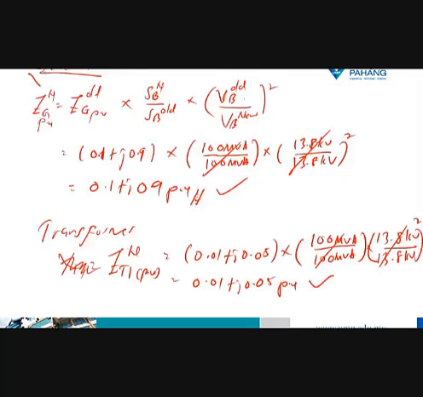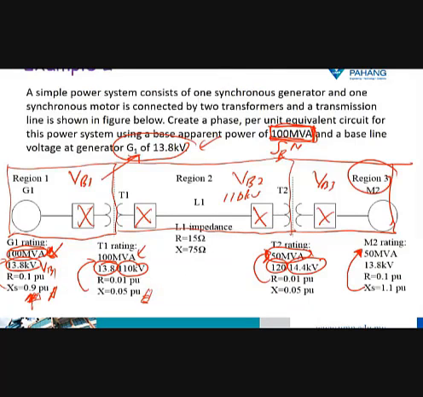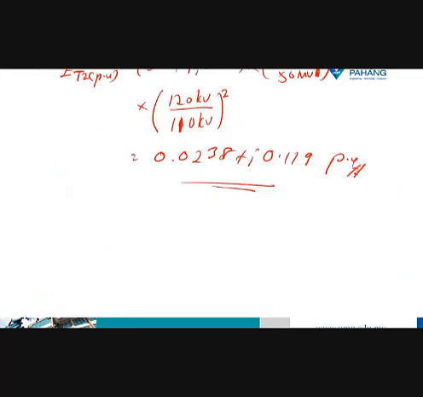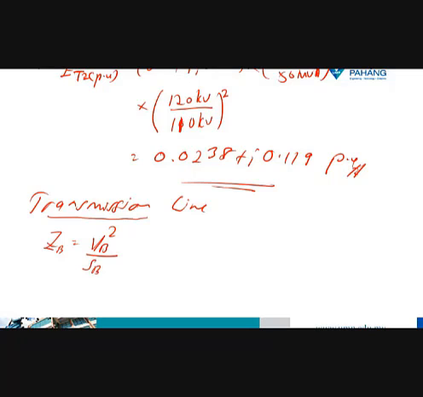So we have finished calculating for the transformer. What else? We have the transmission line and the motor. So for the transmission line, first we have to calculate the Z base, as I mentioned in the previous example, example 1. So Z base equals V base squared over S base new.